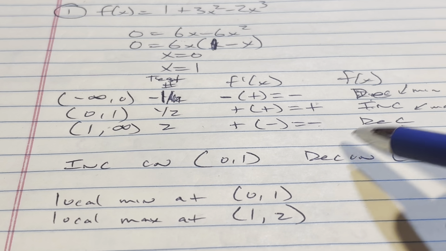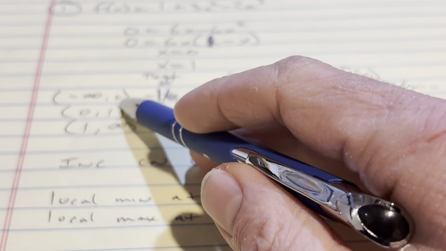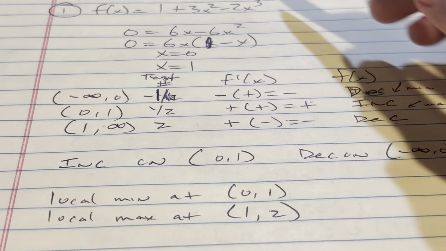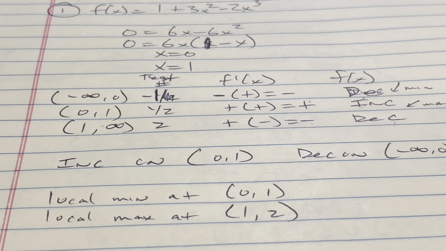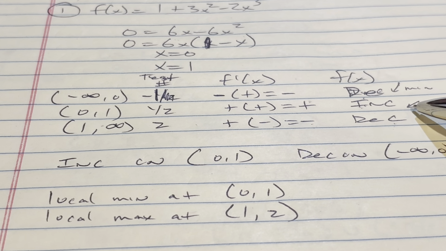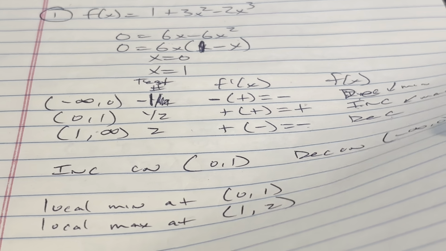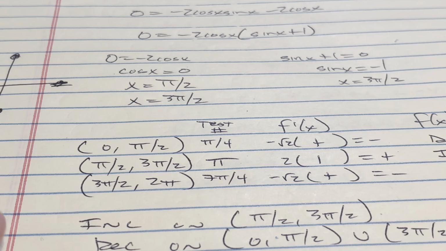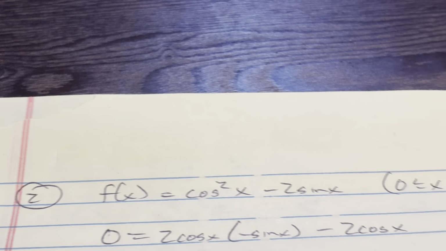It's really nice. So I have a local min at 0. That's that transition point there. Plug 0 into your original and you get 1. Then I have a local max at 1, where it goes from increasing to decreasing. I have a local max at 1, 2. Pretty nice answer there. All right, again, pause this, get these down. I want to see all of the work. And folks, same sort of deal for number 2.